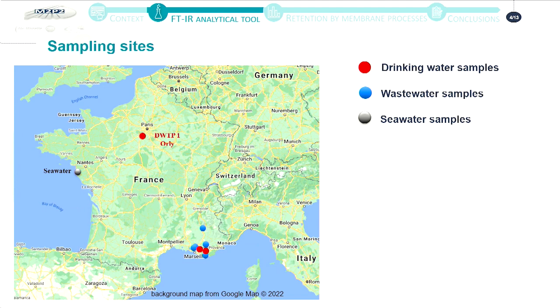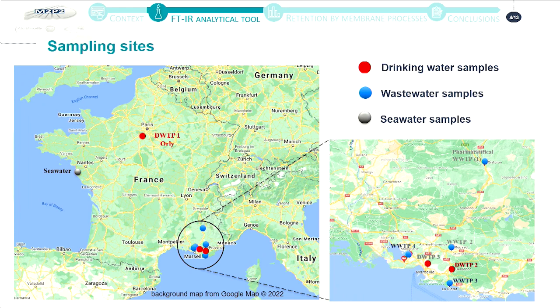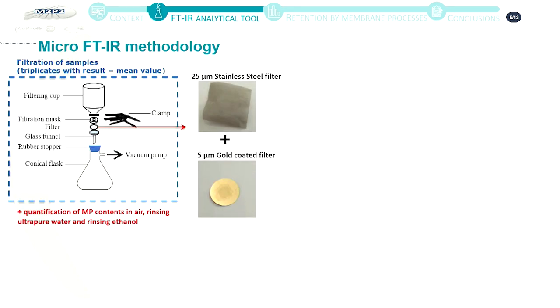So here you can see a map of France with our sampling sites. We had a seawater treatment line near Nantes for aquaculture applications. We had a drinking water treatment plant near Paris, and several other drinking water treatment plants and wastewater treatment plants in the southeast of France. The treatment plants in gray, I will not show you the results of these treatment plants today. The samples were collected in glass bottles, stored at 4 degrees, and then were brought to the lab where we could perform the FTIR methodology.